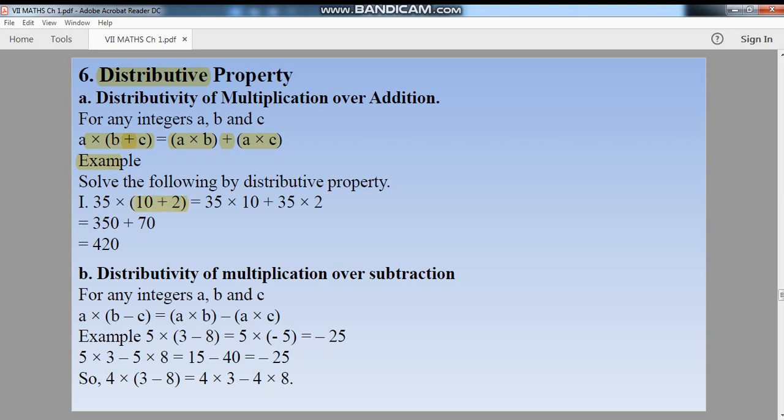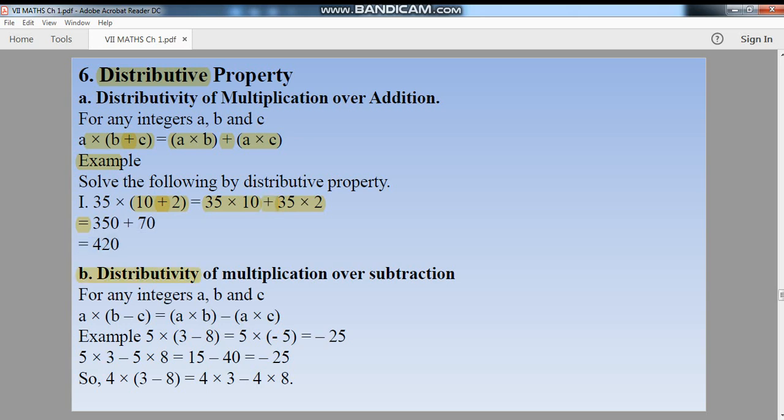Okay, so you will first multiply 35 with 10, and then you have to multiply 35 with 2, and then since addition is given in between the numbers, you have to put the plus sign and you have to get the answer.